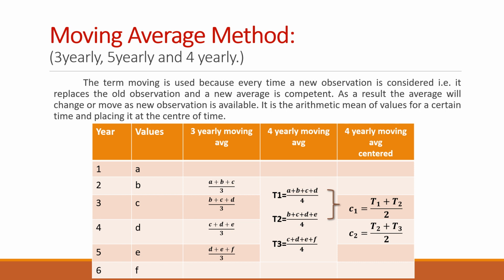So this value has to be plotted against the third year. So it is placed for the third year. And the same thing has to be done, that is T2 plus T3 divided by 2, which is equal to C2. And it is placed in between T2 and T3, which is exactly for the year 4. For the fourth year, the C2 value has to be placed. This is the procedure for doing the moving average.